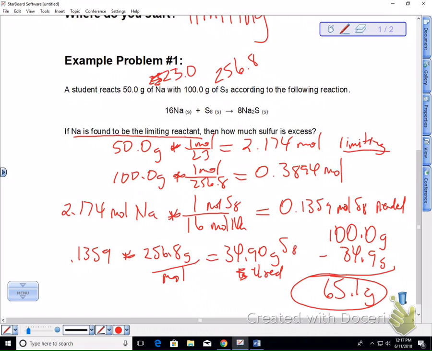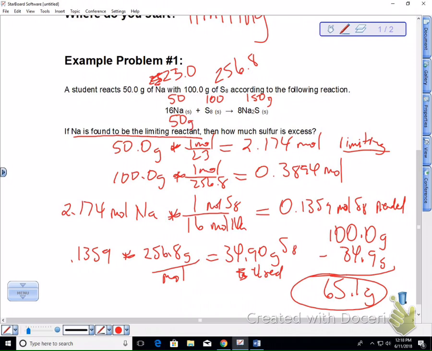Before we leave this problem behind, let's go back to the equation and let's kind of put this into some context with law of conservation of mass. Many of you might think that if I have 50 grams and 100 grams of each of my reactants, then I would here make 150 grams of products, because conservation of mass says we can't create or destroy. But that is not the case here. Sodium is limiting, so I'm actually going to use all of it.